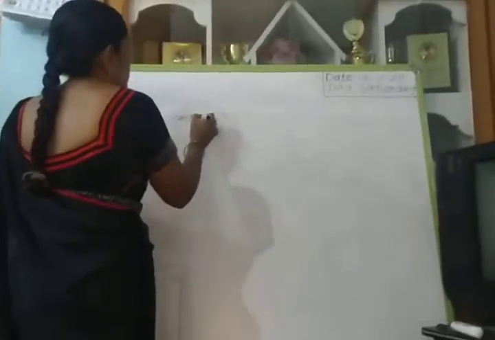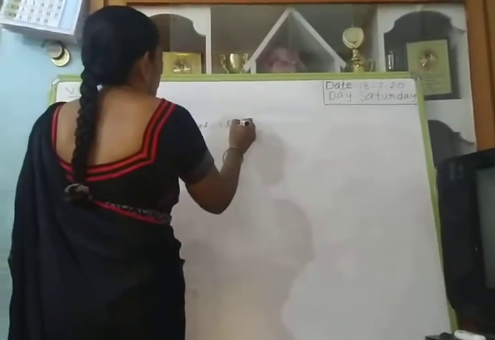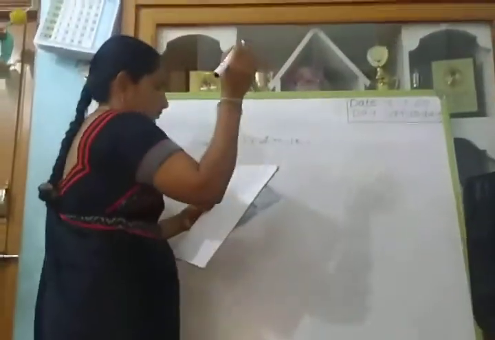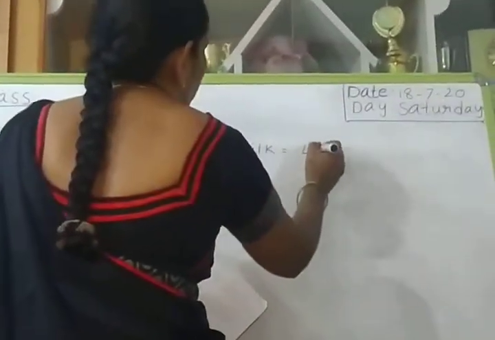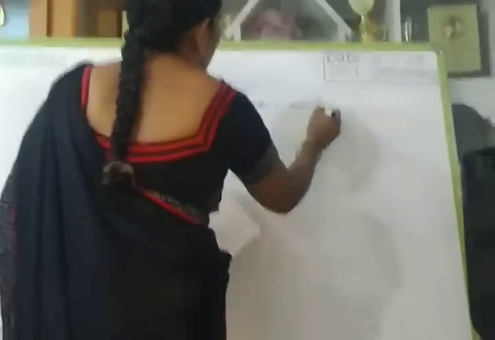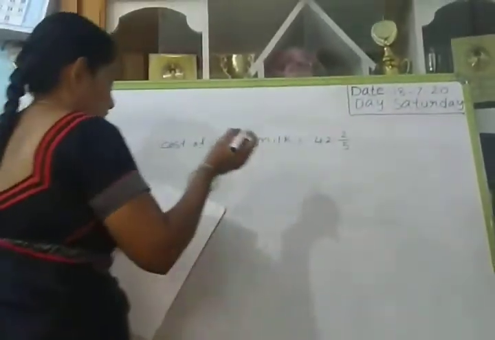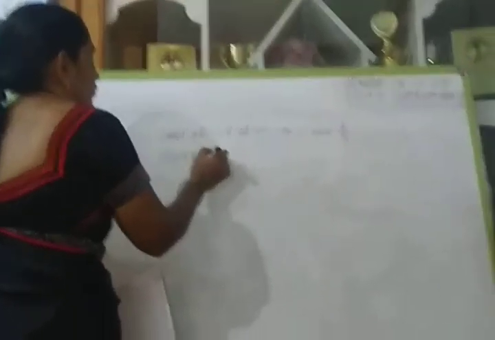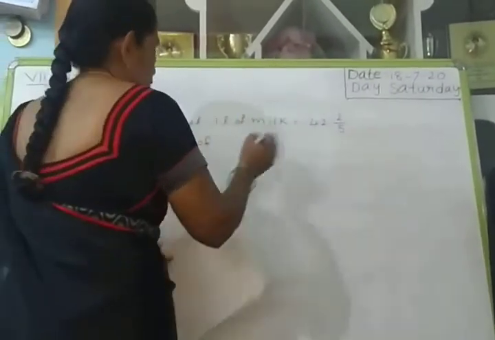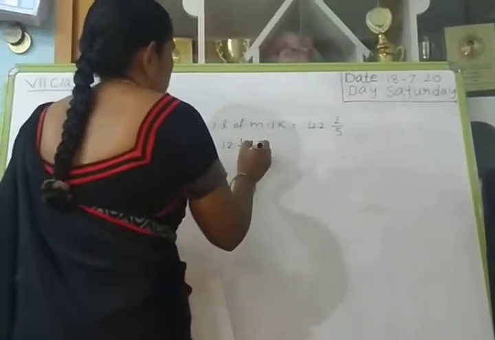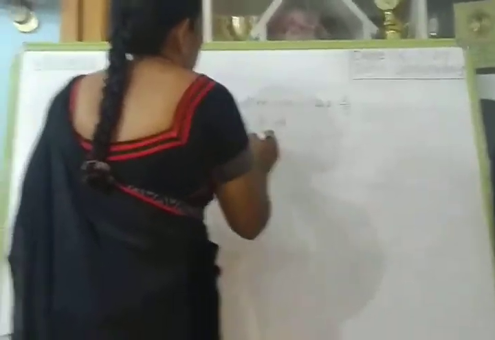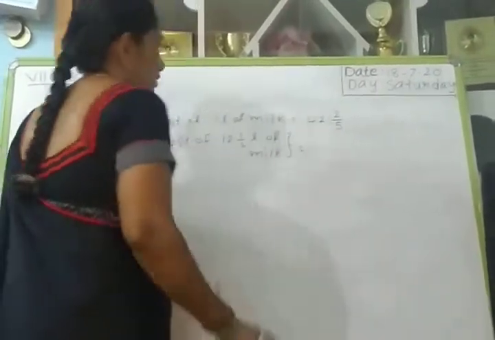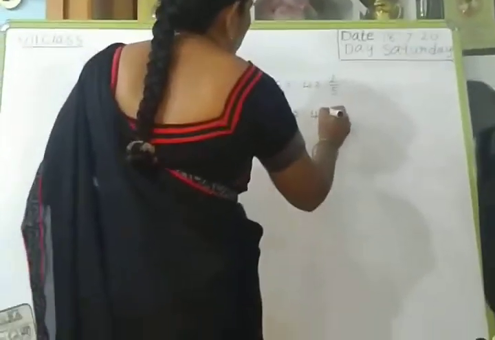The cost of 1 liter of milk is given. How much is given? 42 2 by 5 rupees. So then what do we have to find? The cost of 12 1 by 2 liters of milk. So 1 liter cost is given.